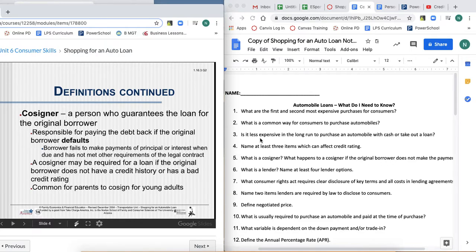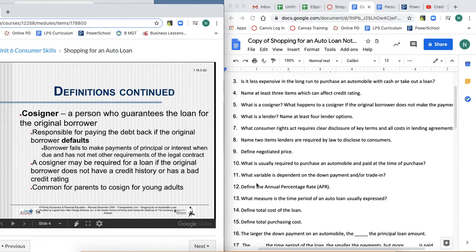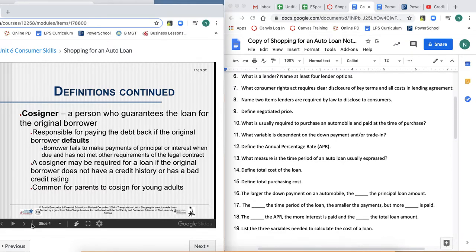I did notice number 3, I didn't cover this one yet from that first slide. Is it less expensive to purchase an automobile with cash or with a loan? It is going to be less expensive if you pay cash, much like with any other type of loan, because then you're not paying interest. If you have an auto loan, you're going to be paying interest on that loan. So the longer it takes you to pay off, the more money you are paying total. All right, now that we have reached that, we can move on to number 6.